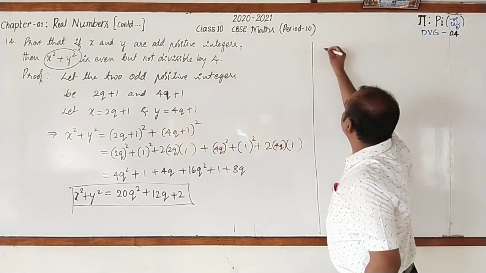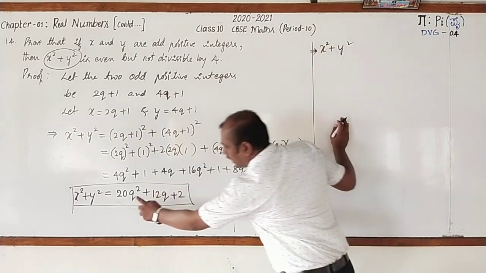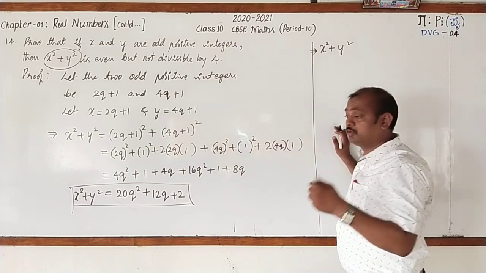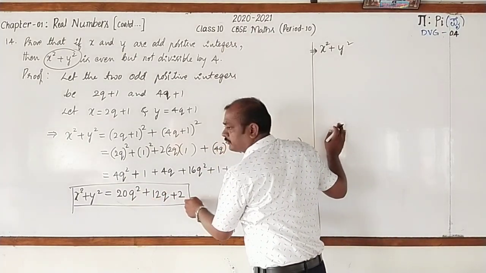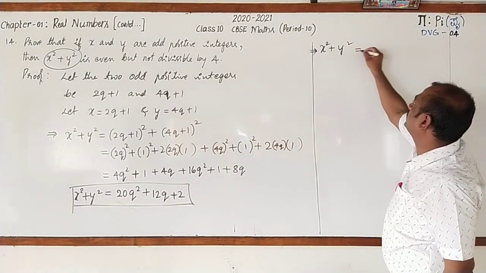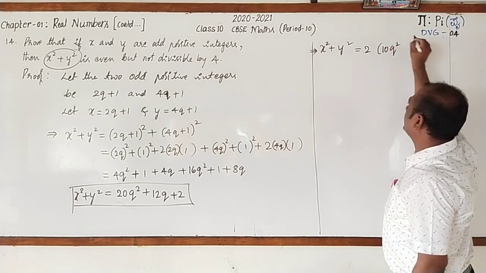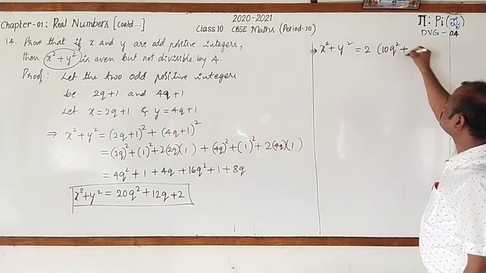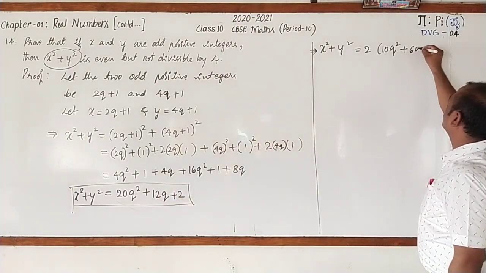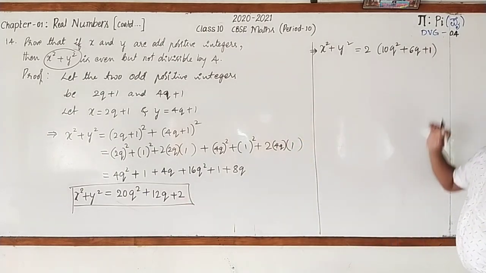Observe x square plus y square. Here, can we take 2 as a common factor? Yes, because all are multiples of 2. See that? 20, 12 and 2. Hence, I take 2 as common factor. It will be 10q square plus 6q plus 1, since 2 ones are 2. Clear?